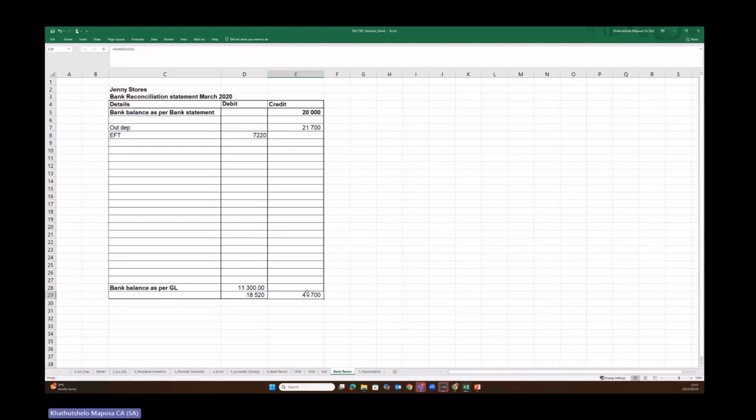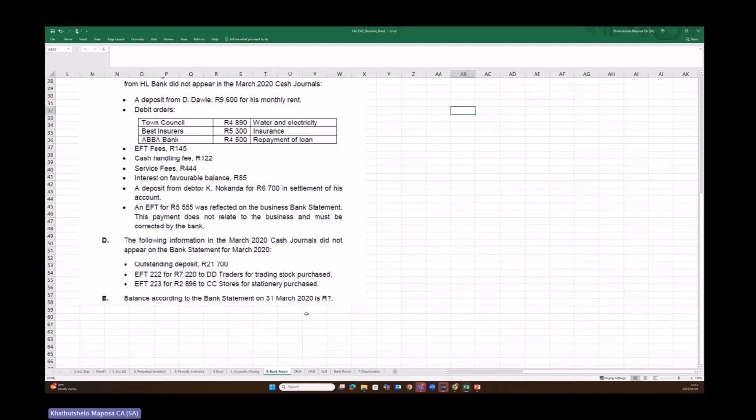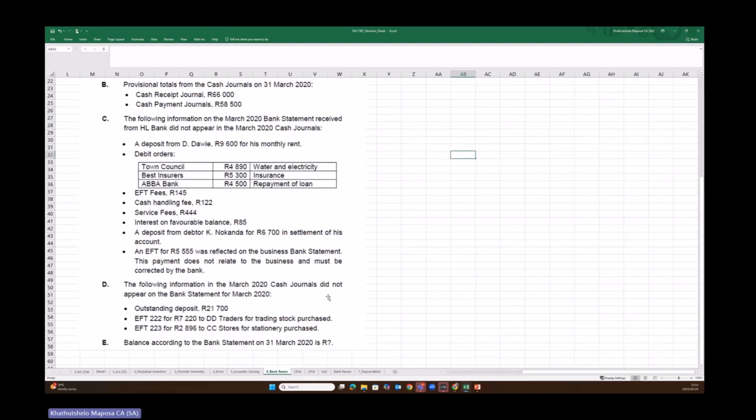Hi, sir. Could you please explain to me the transaction where it says interest on the favorable balance? Okay. How do you record it, that one on the cash journals? Yes, interest on the, yeah, now 85 rands. Remember this transaction, they say the following information on the March 2020 bank statement received from the bank did not appear in the March 2020 cash journal.